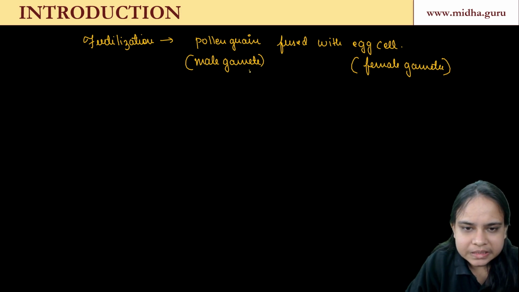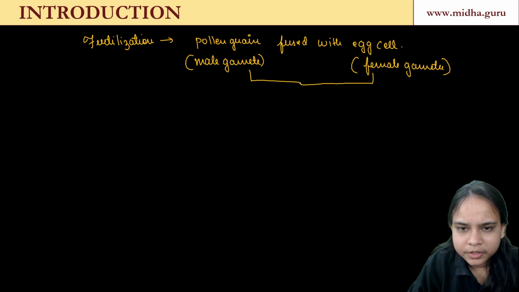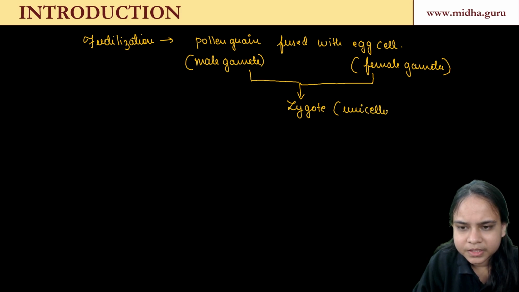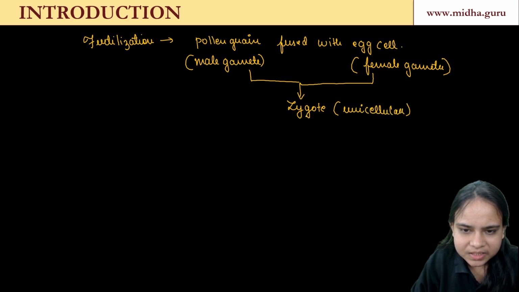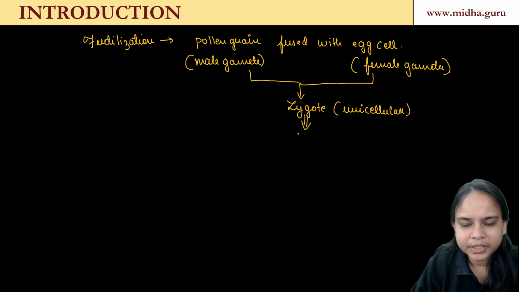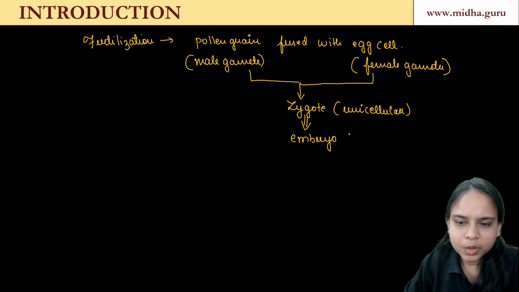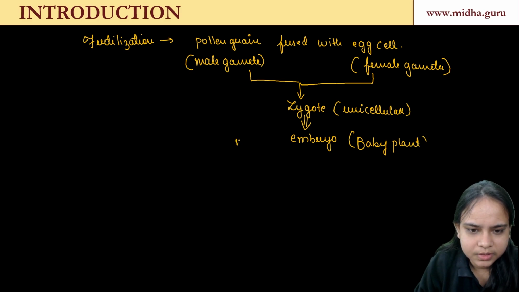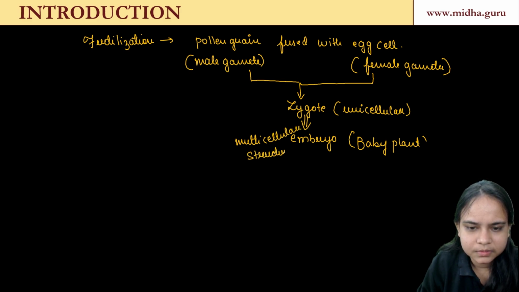Okay, so when these both get fused, it forms a structure called a zygote. It is unicellular. That is, it is made up of just one cell. Further, this zygote gets differentiated into another form termed an embryo. In common terms, we call it a baby plant. And this is a multicellular structure. That is, it is made up of many cells.